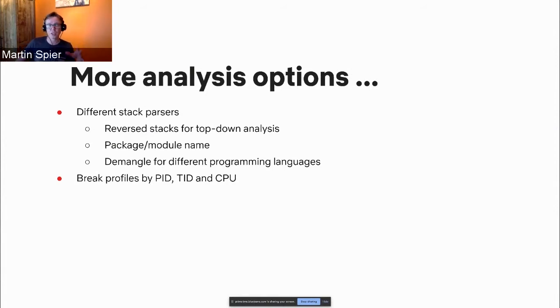Demanglers or beautifiers, whatever you want to call them, for different languages. Sometimes the frame names that come out of the profiles and the symbol mapping have strange characters and information that is not super useful for analysis, and we created a lot of functions that clean those frame names to make it easier to merge them in the flame graph and actually analyze.